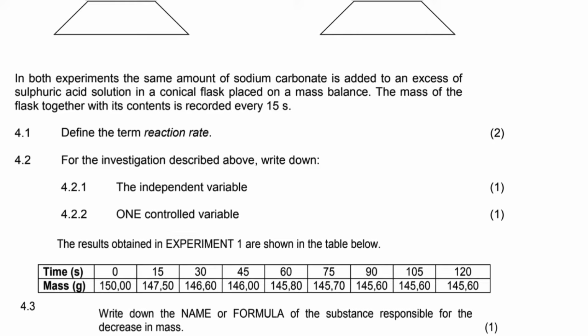Guys, the rate of reaction is a change in concentration of product or reactant per unit time. That is the exam guideline, strictly exam guideline. Now 4.2 says: for this investigation described above, write down the independent variable.